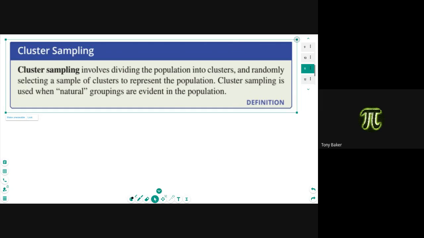The question is, okay, was that random? It kind of is. Depending on what you're looking at, cluster sampling is a valid way to use random sampling. However, what are the downsides to it?